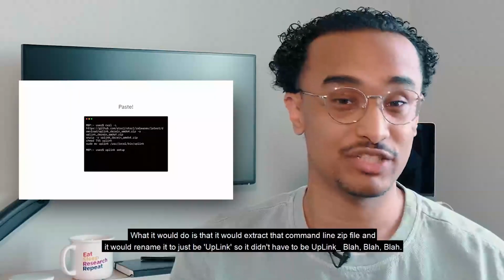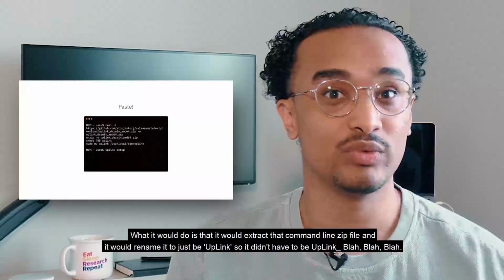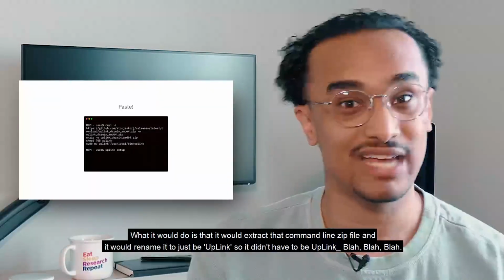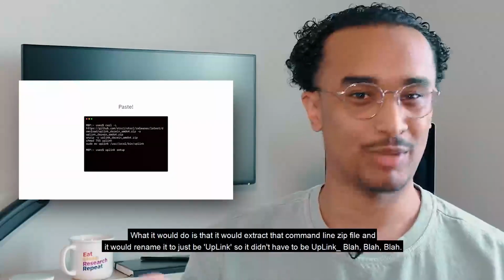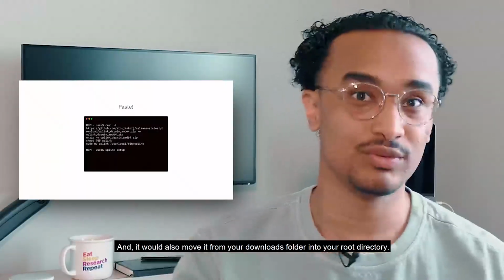What it would do is that it would extract the command line zip file, and it would rename it to just be uplink, so it didn't have to be the uplink underscore blah blah blah. And it would also move it from your downloads folder into your root directory.